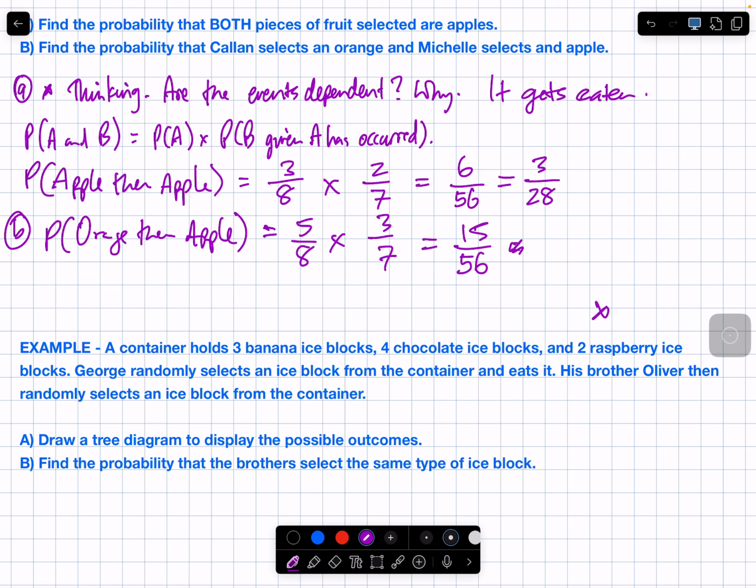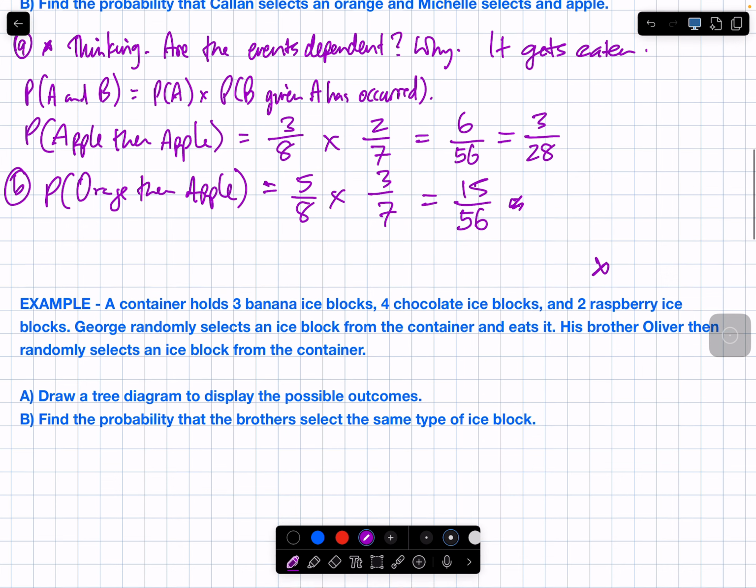What was the question? I wasn't here on Friday. So independent was like if I rolled a dice and I flipped a coin. That dice isn't going to affect the sample space at this point. Whereas here, because it's getting eaten, it's being consumed. These would be independent if he picked up the apple and put it back. Because it's consumed, it changes everything.